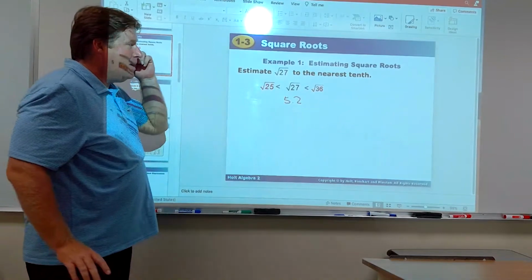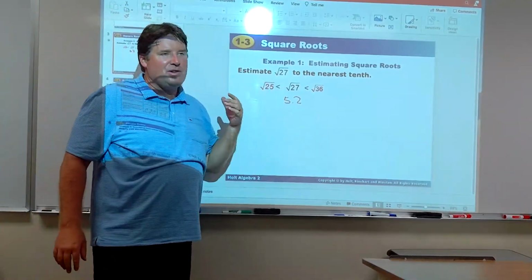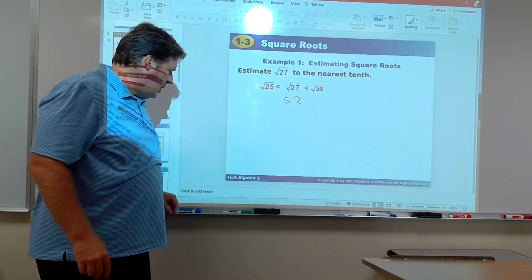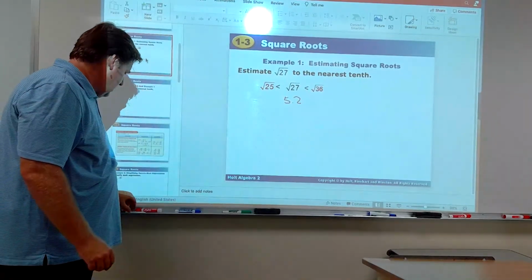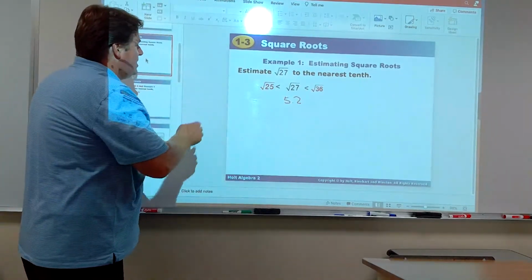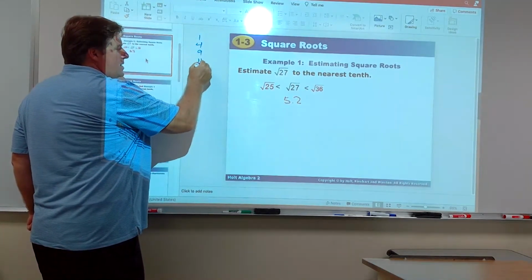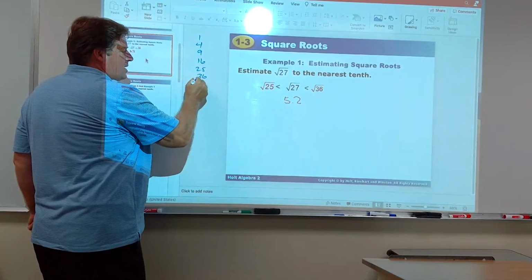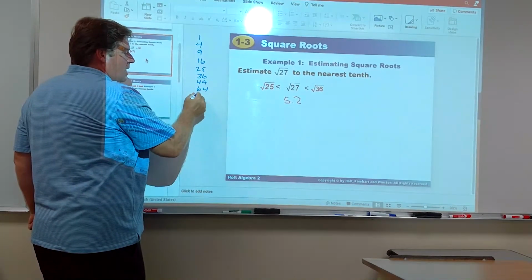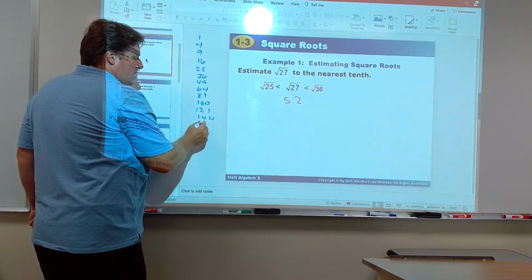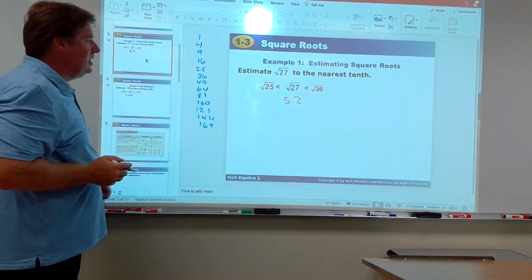So let's take a look at what we have here. If we wanted to estimate the square root of 27, it's one of those things where you could think about perfect squares, and I think that's worth writing down anyway. The perfect squares that we have are 1, 4, 9, 16, 25, 36, 49, 64, 81, 100, 121, 144, 169. That should be pretty good, the first 13 that we have there.